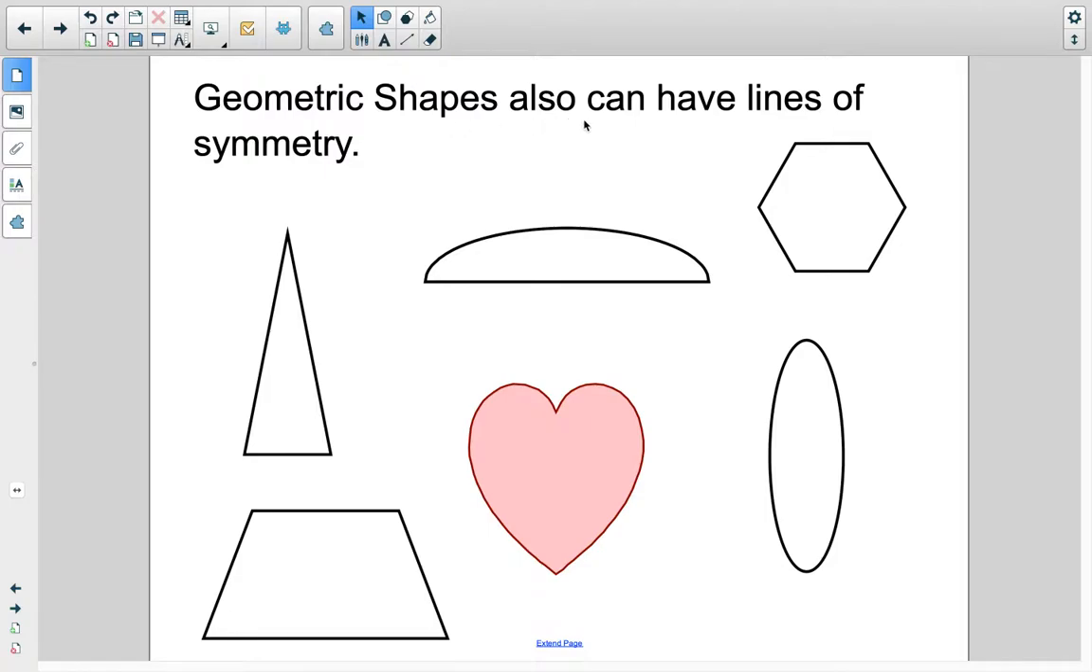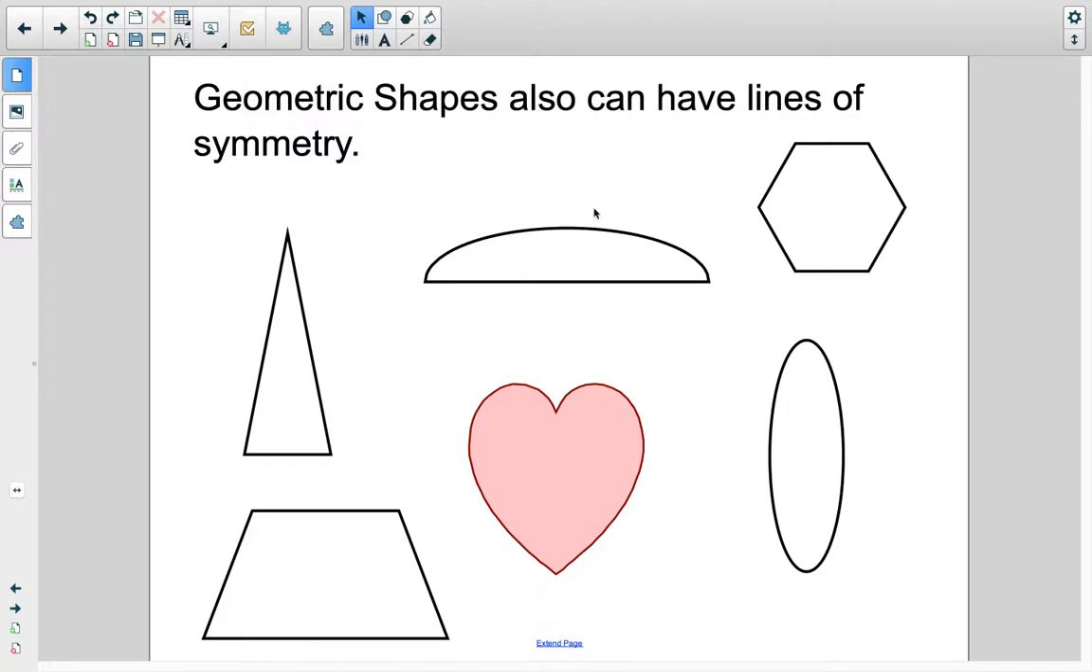So geometric shapes also have lines of symmetry. So here's some of the common, I mean, the heart, I just put that in, but these are some of the common geometric shapes. So we have a triangle. You might know that this is called an isosceles triangle, which means that this side is the same as this side in length. This is like half an oval. We have a hexagon here, we have an oval here, and we have a trapezoid here.